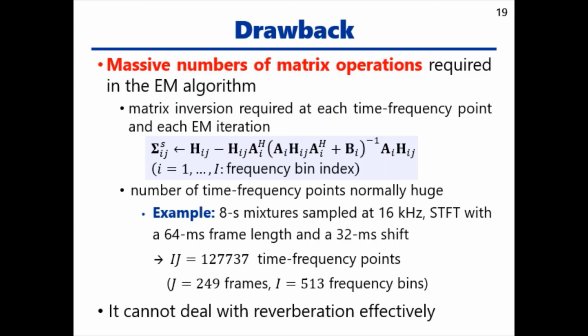For example, let us consider a typical case of 8-second mixtures sampled at 16 kHz and STFT with a frame length of 64 milliseconds and a shift of 32 milliseconds. This results in as much as over 120,000 time frequency points. Another limitation of FastFCA is that it cannot deal with reverberation effectively.